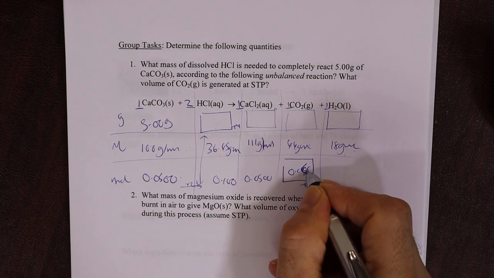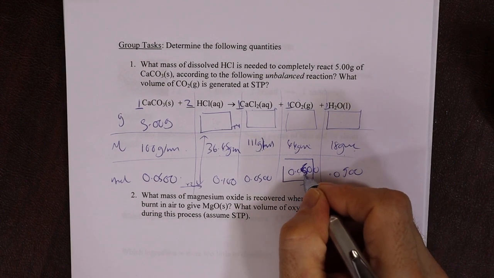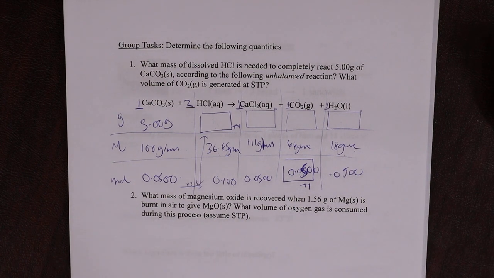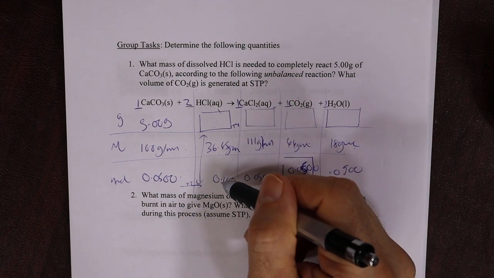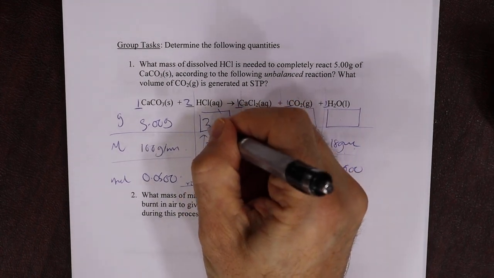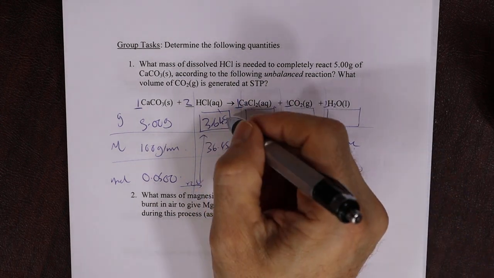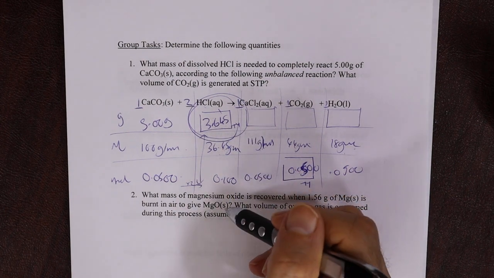0.05, 0.05. There we go. All right. Now, nearly there, right? Okay. Multiply to go up. What is 0.1 times 36.5? 3.645. So the theoretical yield of HCl is 3.645 grams.